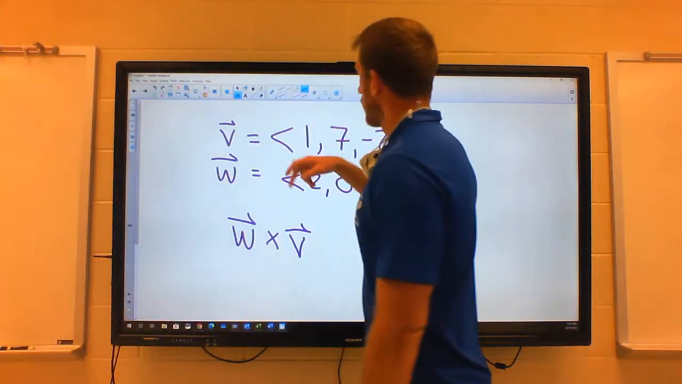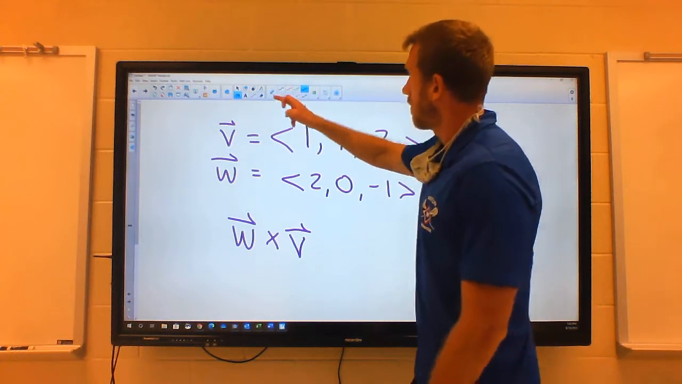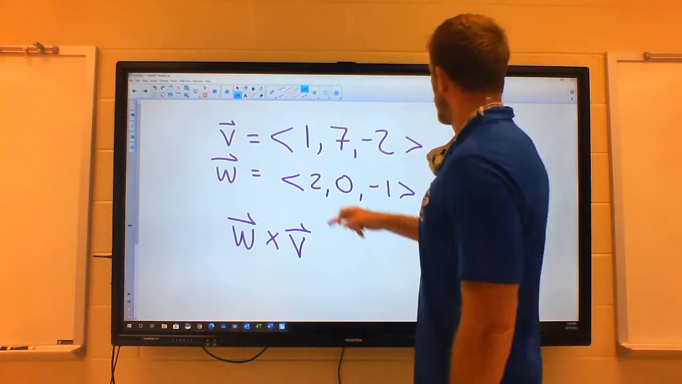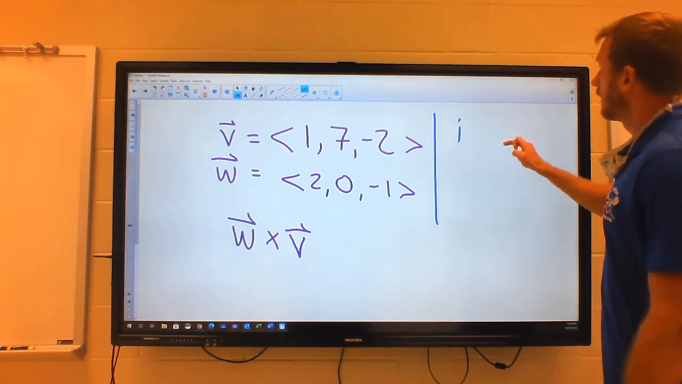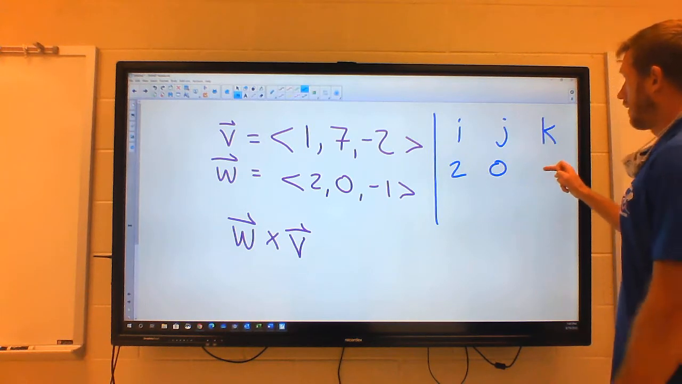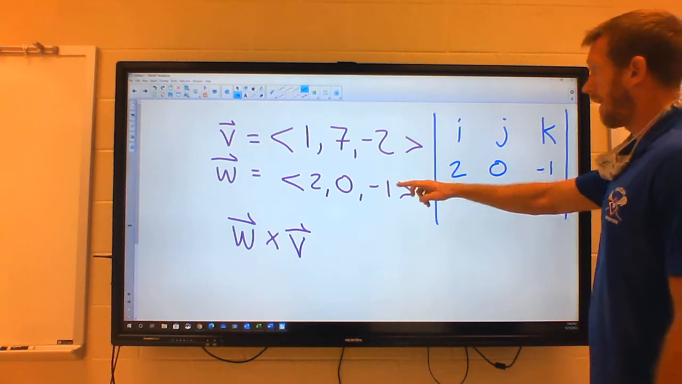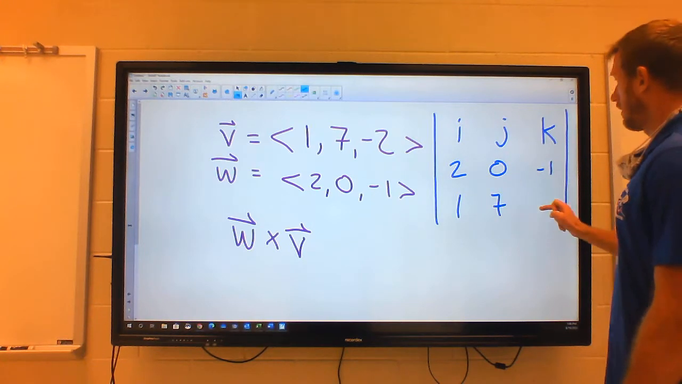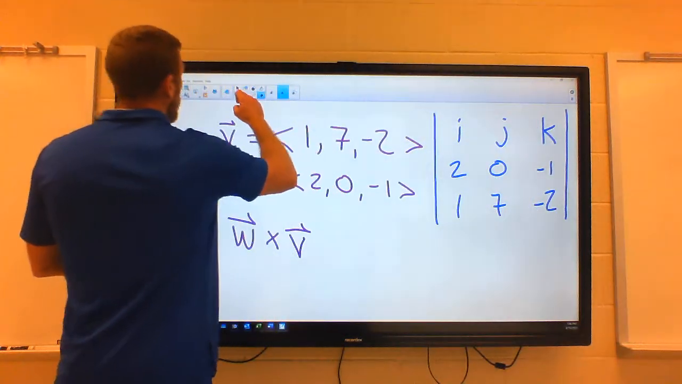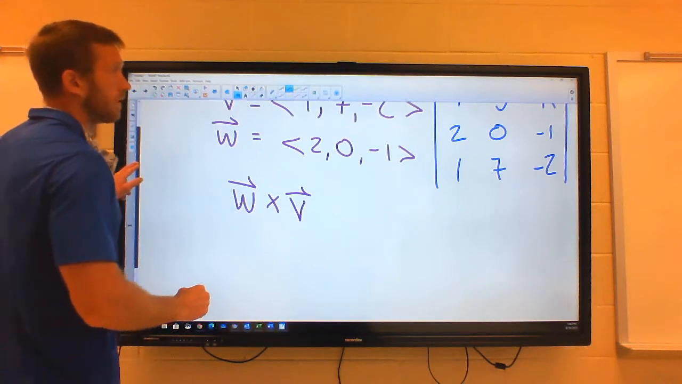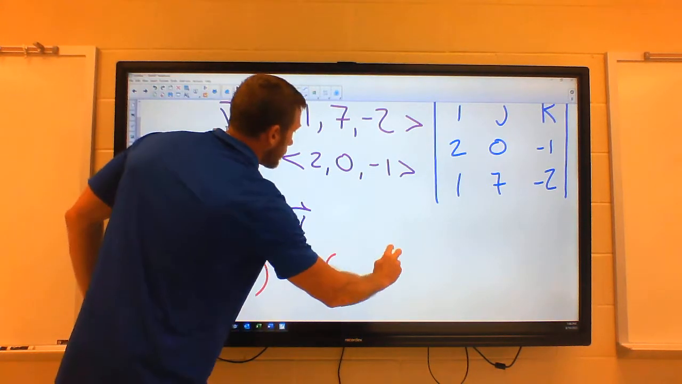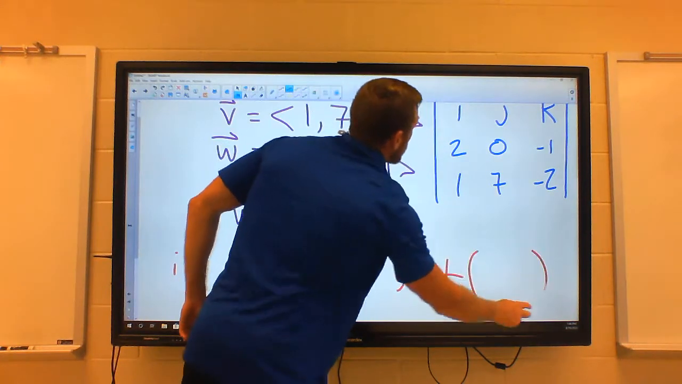So basically, quick and easy, how I'm going to do this, we're going to do W cross V. There's several ways to do this. Let's just create our 3 by 3, I, J, K. W goes on top because we are crossing it with V. And then V goes underneath, all right? And so if we want to find the cross product here, we're going to have I times something minus J times something plus K times something.